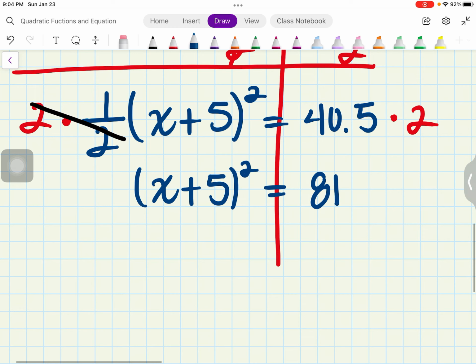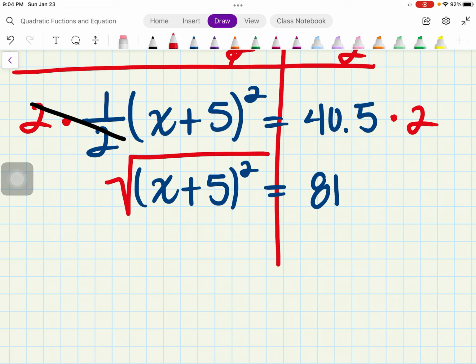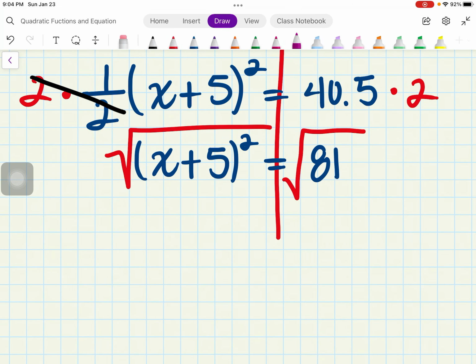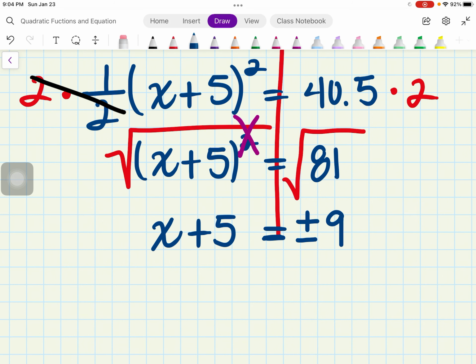So from there, guys, we multiplied by 2. Our next step is to get rid of the squared. In order for us to get rid of the squared, we're going to take the square root on both sides. When we take the square root, it will be eliminating the squared and the square root. So we're left with x plus 5 equals the square root of 81, which will be 9. But since we're taking the square root in an equation, it's going to be a positive or negative 9.